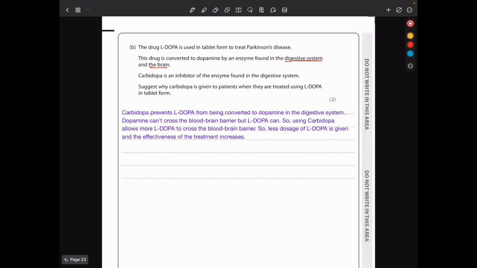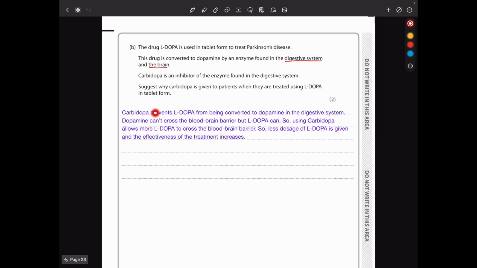This drug is converted to dopamine by an enzyme found in the digestive system and the brain. Carbidopa is an inhibitor of the enzyme found in the digestive system. Suggest why carbidopa is given to patients when they are treated using L-Dopa in tablet form. So it means this carbidopa is going to prevent the conversion of L-Dopa into dopamine. So it will ensure a higher concentration of L-Dopa crossing the blood-brain barrier.